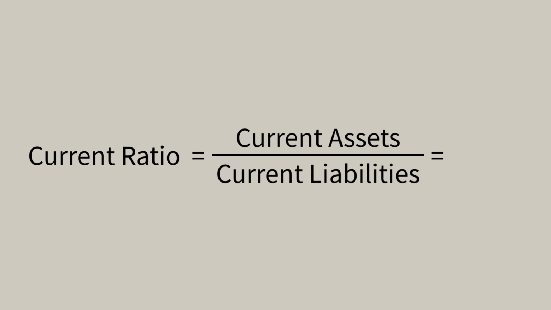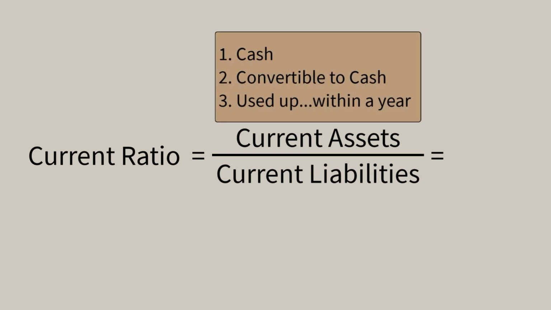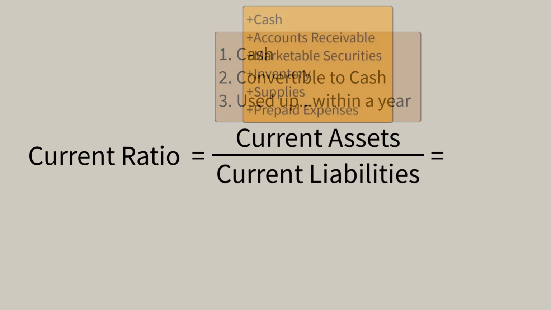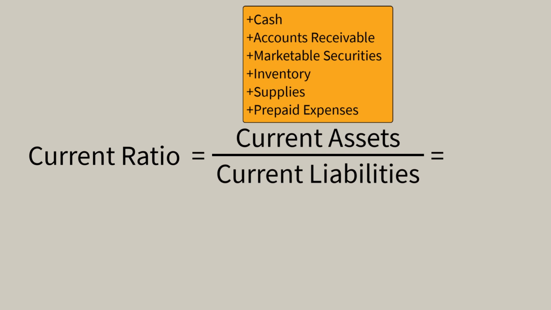The current ratio is current assets divided by current liabilities. Current assets are cash, any asset that will be converted into cash within the next 12 months, and any asset that will be used up within the next 12 months. Examples of current assets are cash, accounts receivable, marketable securities, inventory, supplies, and prepaid expenses.